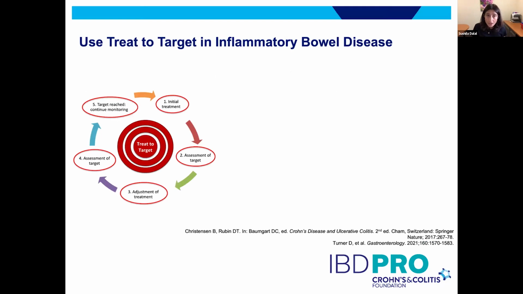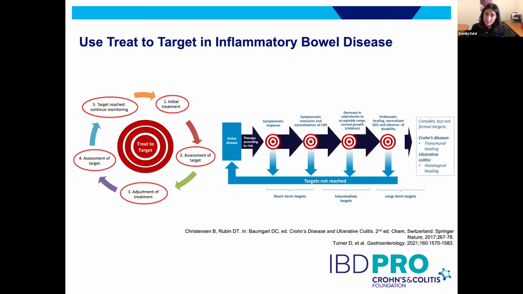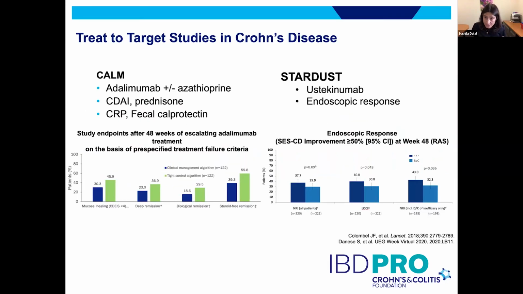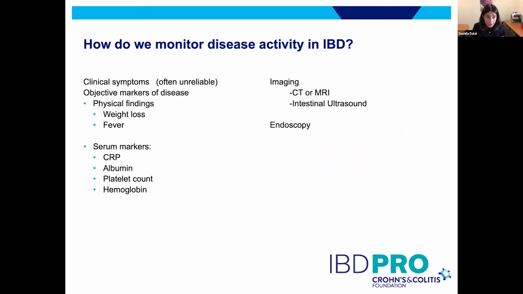We do use treat to target in inflammatory bowel disease. I'm low on time, so I'll just have a moment about it. We assess disease, we assess patient symptomatic response, and then we look at objective markers of disease activity. If they're healed, then we move into a maintenance phase. If they're not healed, we adjust their therapy, and then we recheck those targets again until we've met our targets of both clinical remission and endoscopic healing. This has been studied in Crohn's disease, and we know when we change therapy to meet these targets, patients do better overall.